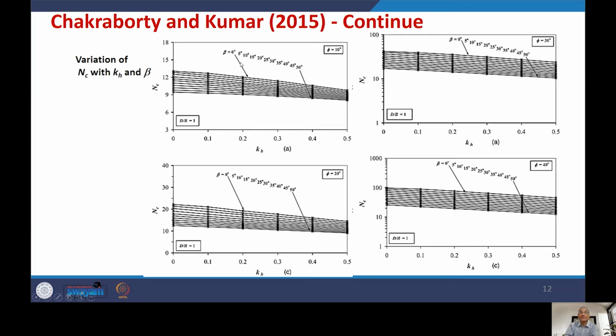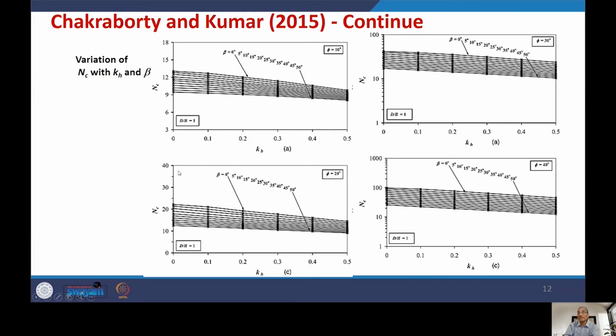So what you have from 0 to 50, as the beta increases, there is a reduction in NC. Naturally, as we discussed earlier for the static case also, with the increase in the beta value, the value of NC decreases, number one. Number two, NC also decreases when the value of KH decreases.